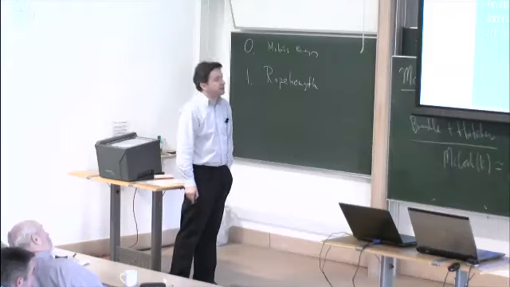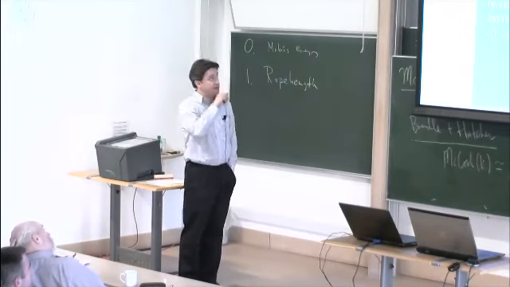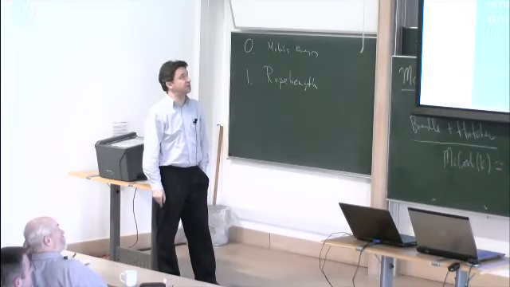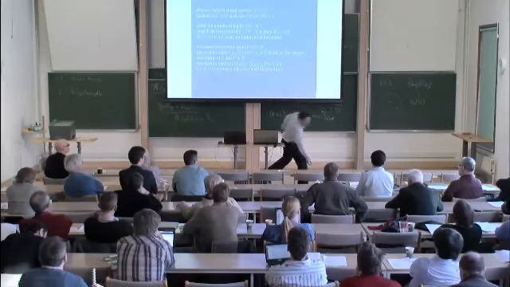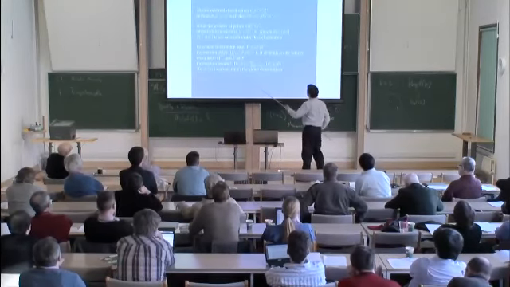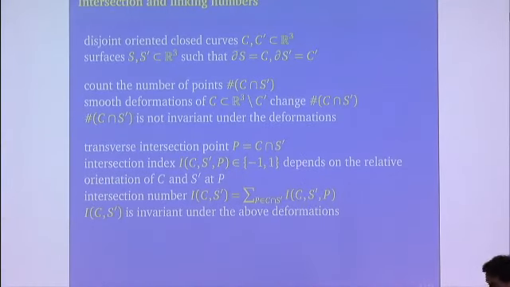So let us start with a general setup where we have two disjoint curves in R3, C and C prime, and suppose the surfaces that they bound are S and S prime. Of course, we would like to have some invariant, which would be a topological invariant in the sense that when you deform C in the complement of C prime, the number stays constant.